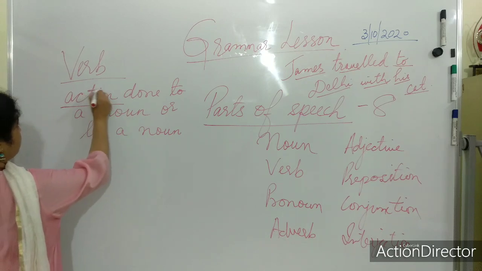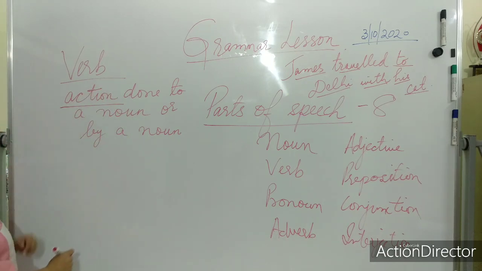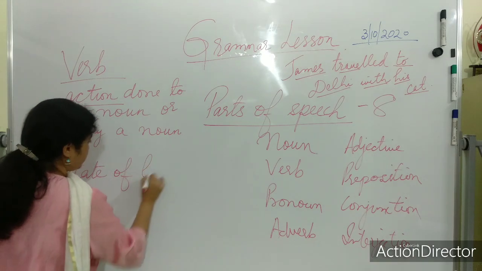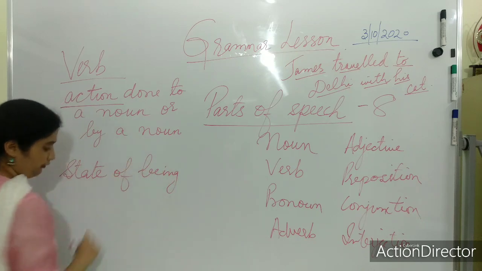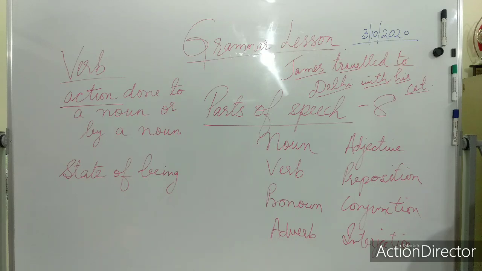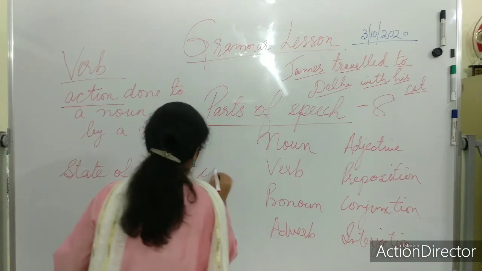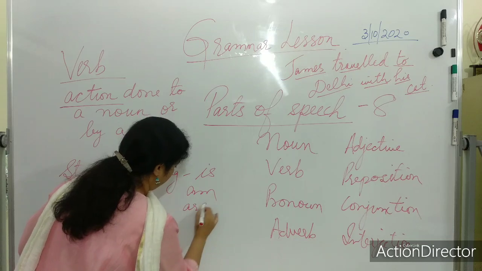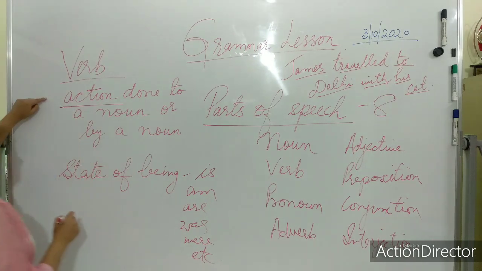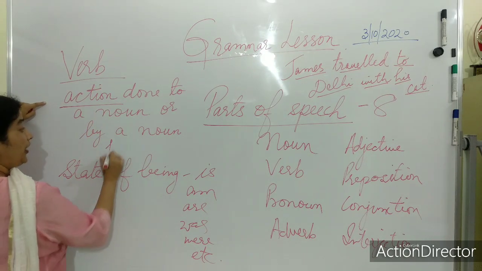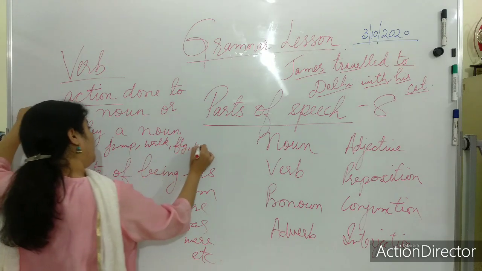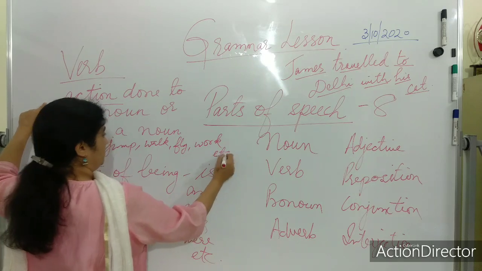And you have generally two kinds of verbs. Verbs that tell action and verbs that tell you a state of being. And what are they? Is, am, are, was, were, etc. Action: jump, walk, fly, work, etc.